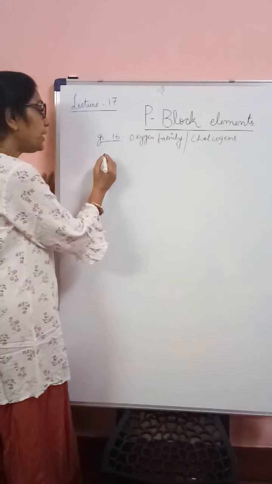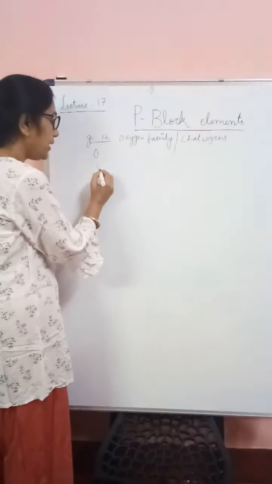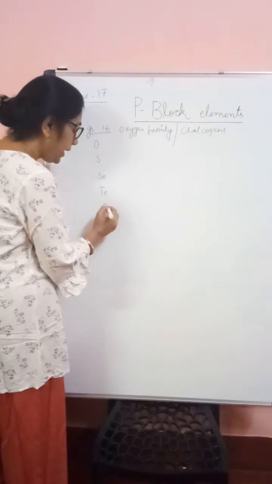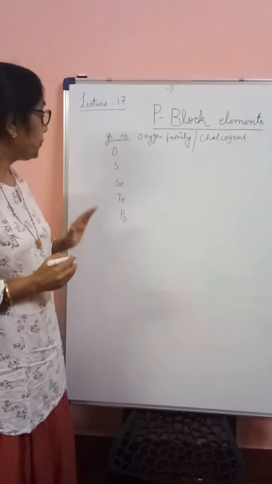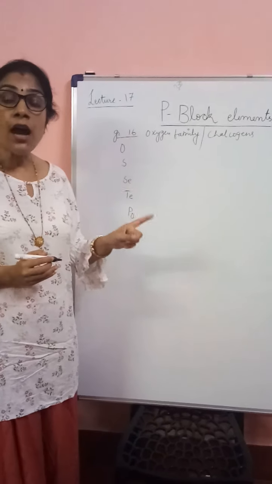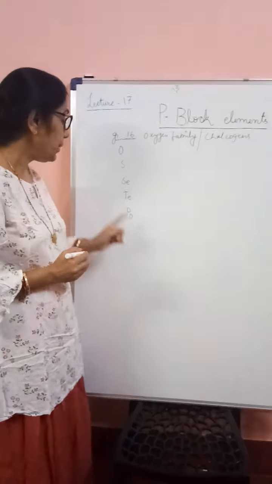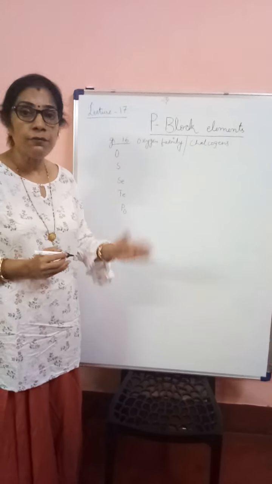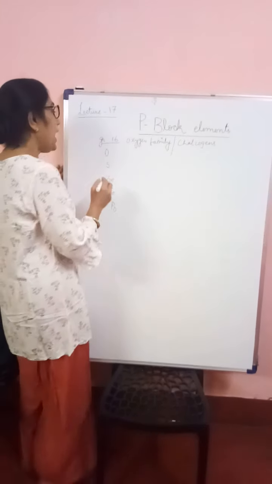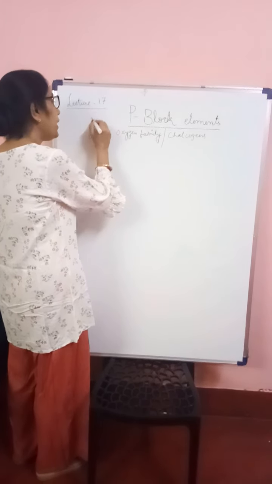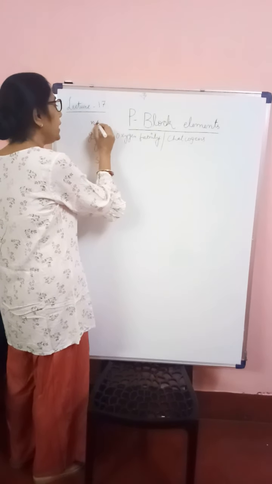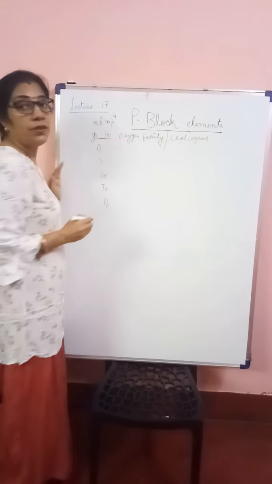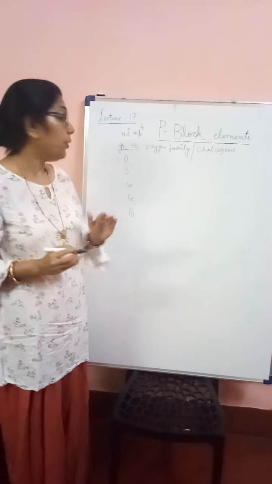So what are the members? Members are oxygen, sulfur, selenium, tellurium and polonium. As you all know, polonium, the last element of this group, is radioactive in nature and has a very short lifespan; its half-life period is very less. And the general electronic configuration of group 16 elements is ns2 np4.